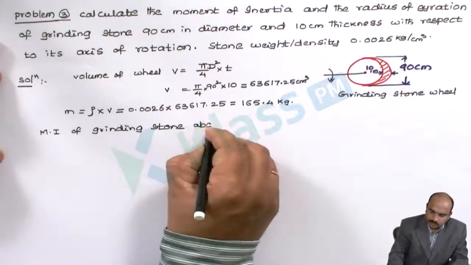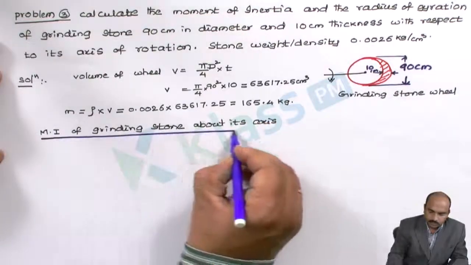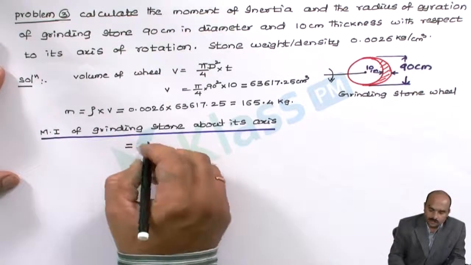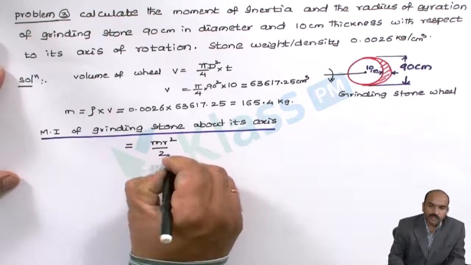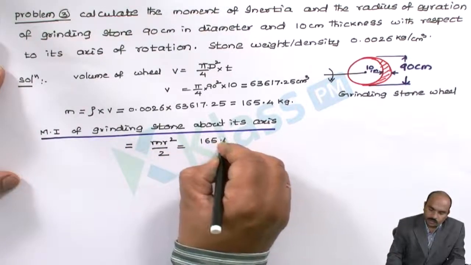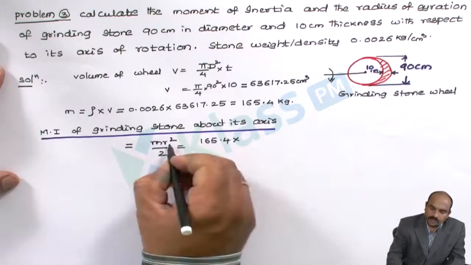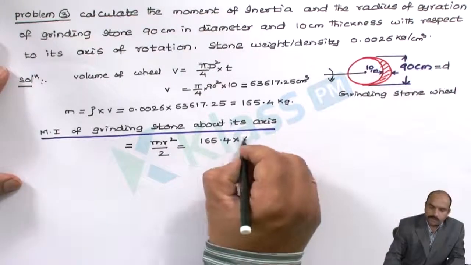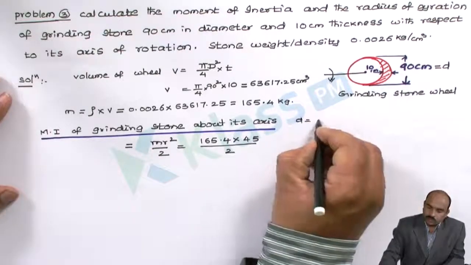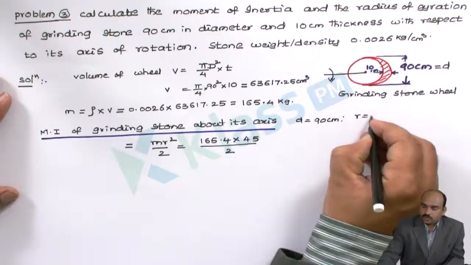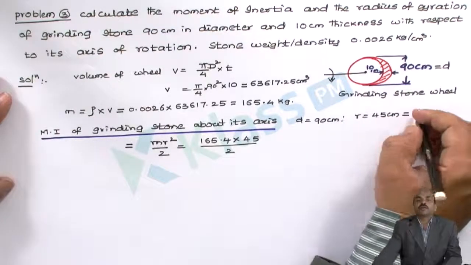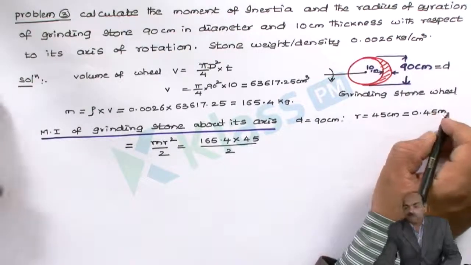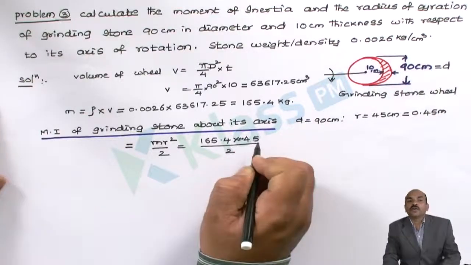Now moment of inertia of a grinding stone about its axis. We know formula for the circular disc because it is in the form of a circular disc. Formula is mr square by 2. So mass is 165.4 kgs into its radius. So diameter is 90. So radius is 45, half of this, divided by 2. Diameter 90 centimeters. So radius is 45. So if you convert this into meters, we get 0.45 meters. We can also calculate in terms of meter. Then it will be 0.45 meters.